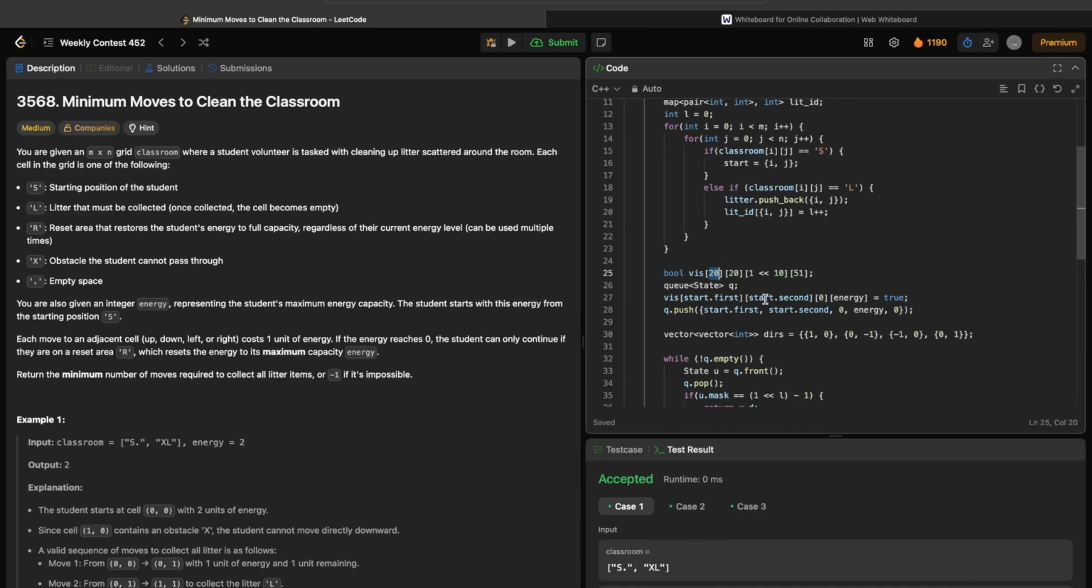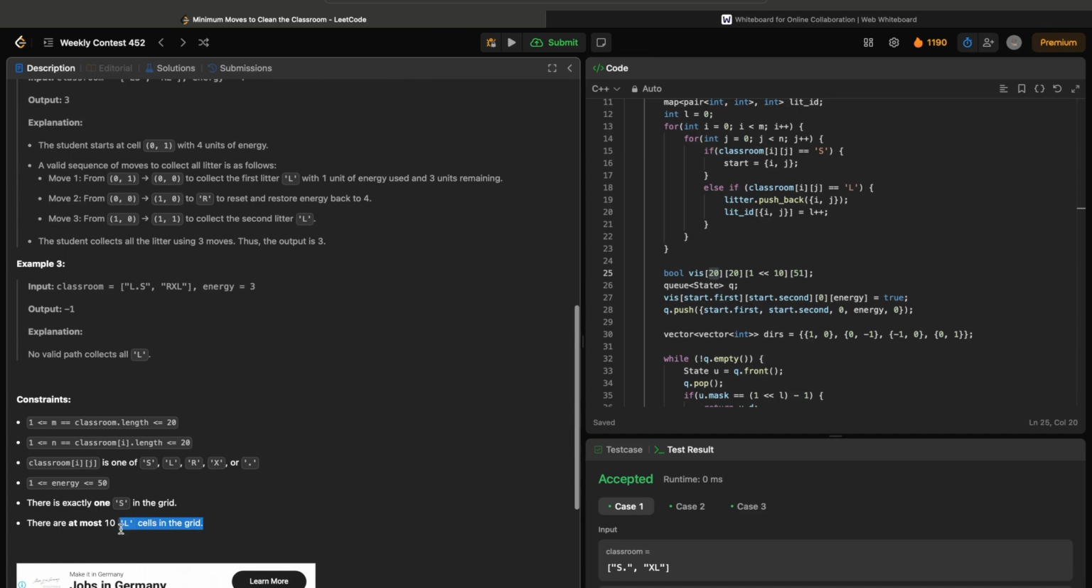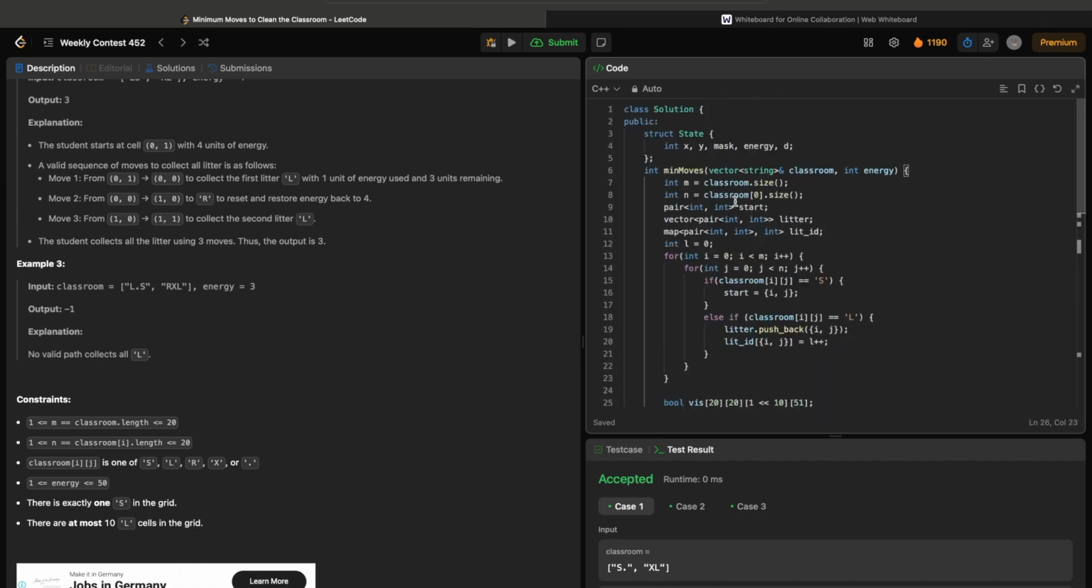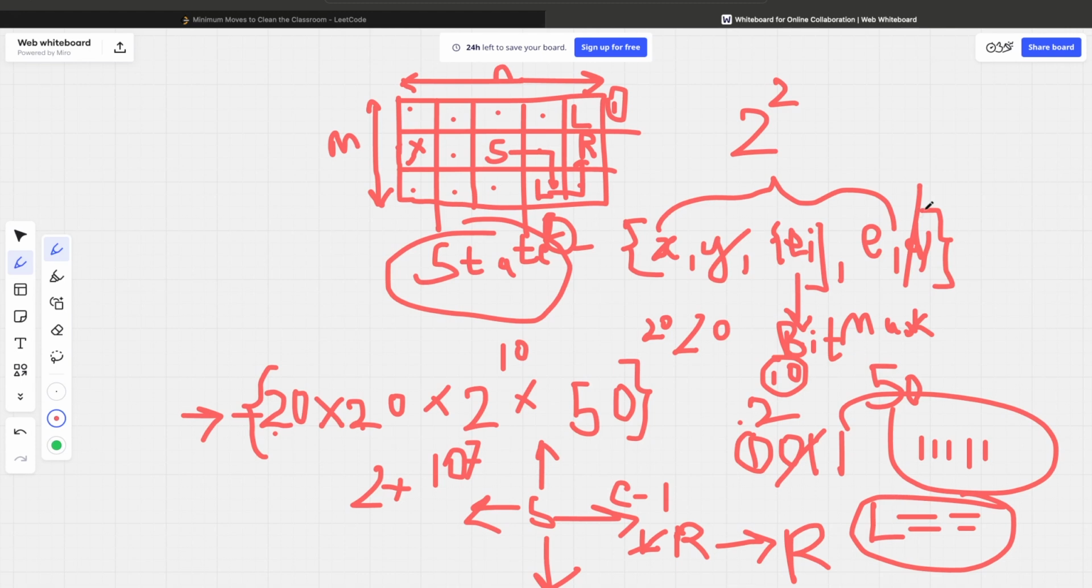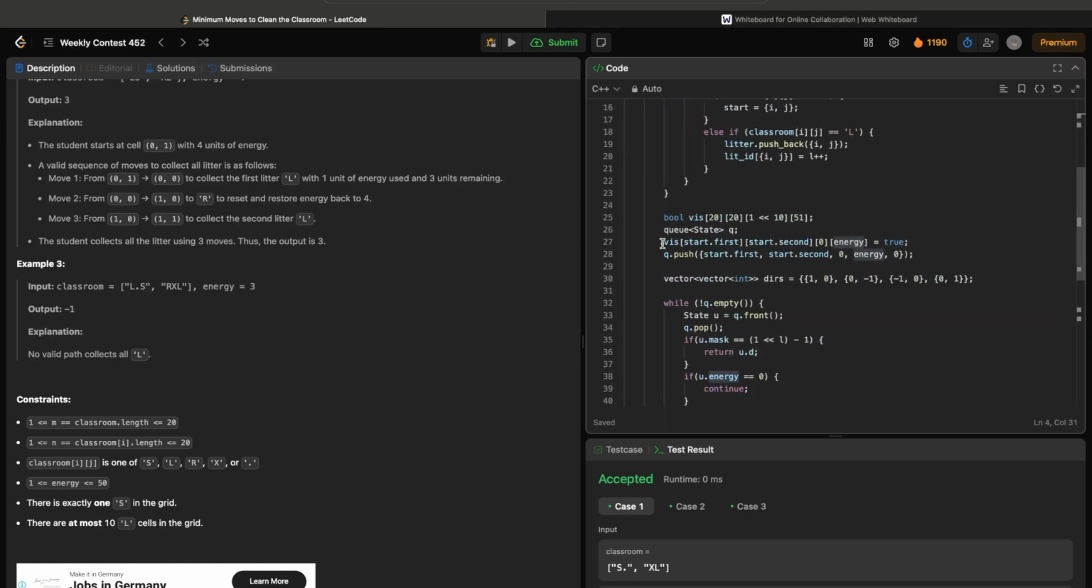You need to always think in terms of what max array size you will be requiring. The max litter that is present in the grid is 10. So for the safer side we have created this much, and 51, since 50 is the energy, we have taken 51. We have a queue of state. Our state I have defined here as x comma y comma mask comma energy comma d. Basically only these 4 parameters, d I won't count as a parameter. I count it as storing the moves or steps, the answer. Then I will mark the starting point as visited and push that into the queue. The bit mask is 0 because we didn't encounter any litter, and energy and all will be the same.